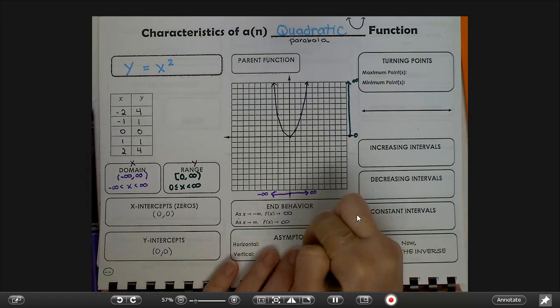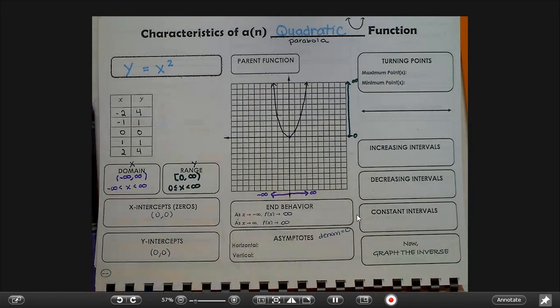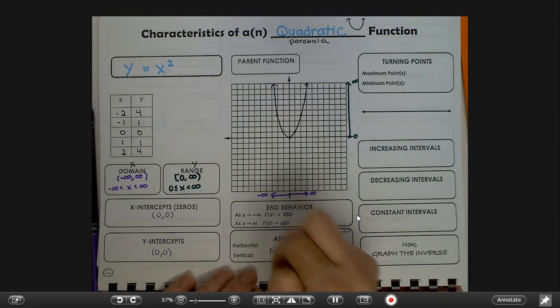Asymptotes are where the denominator is equal to 0, and we don't have a denominator, so there are no asymptotes.